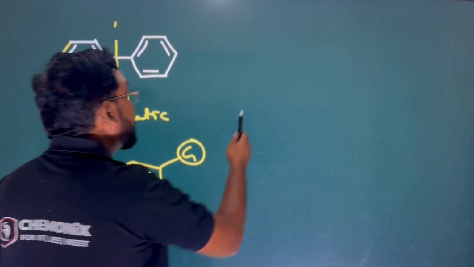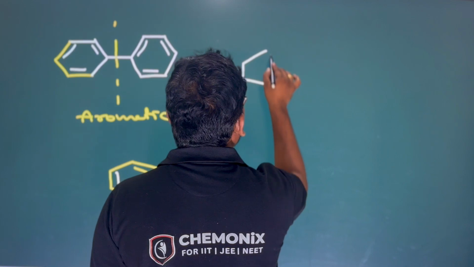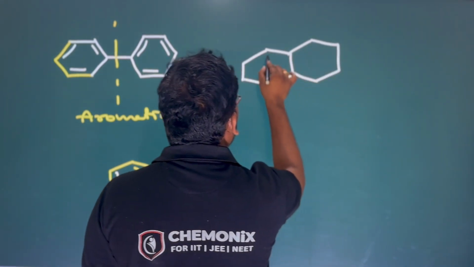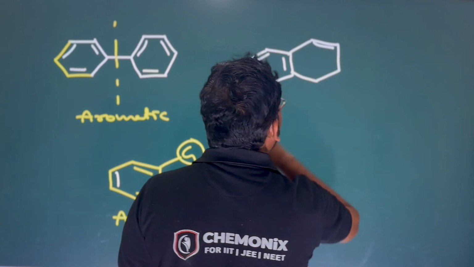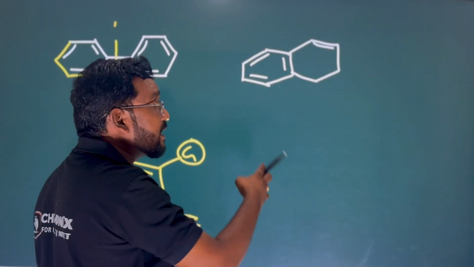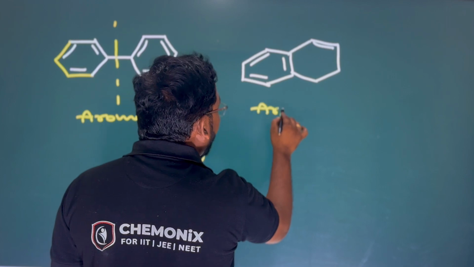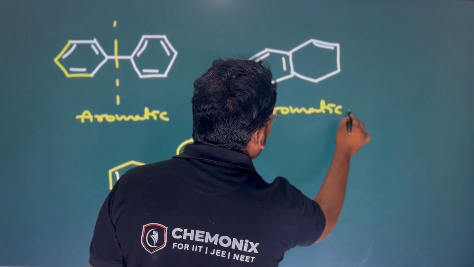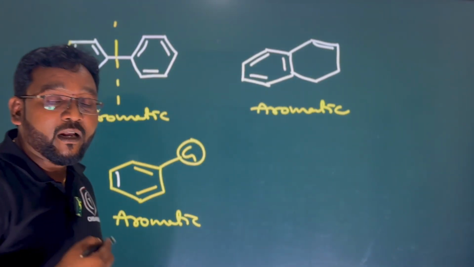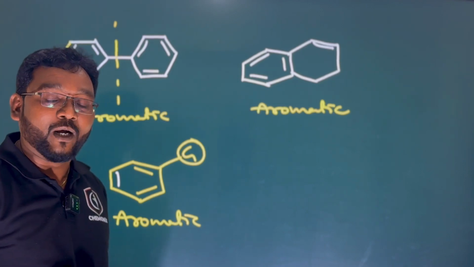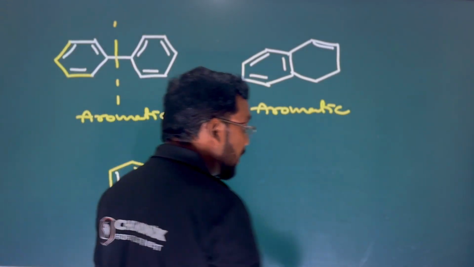Understood? Sometimes students get confused with these kinds of molecules, but you need not be confused with these molecules here. Sir, is this aromatic or not? Absolutely it is aromatic, because one of the rings is aromatic, so the compound will be an aromatic compound. Like that you can identify aromatic, anti-aromatic, and non-aromatic compounds in the easiest way. Understood, guys? Let me tell you some other important examples here.